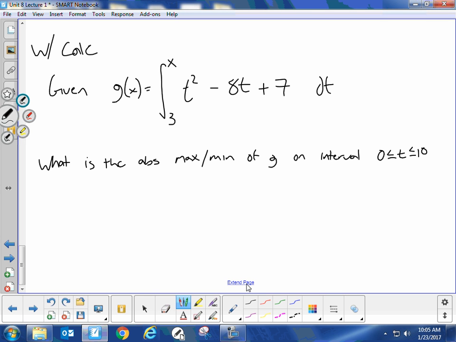Now, with your calculator, I want you to do this problem. I'm giving you that g is equal to the integral from 3 to x of t squared minus 8t plus 7. And I ask you, what is the absolute max and min of g on the interval from 0 to 10, closed interval?